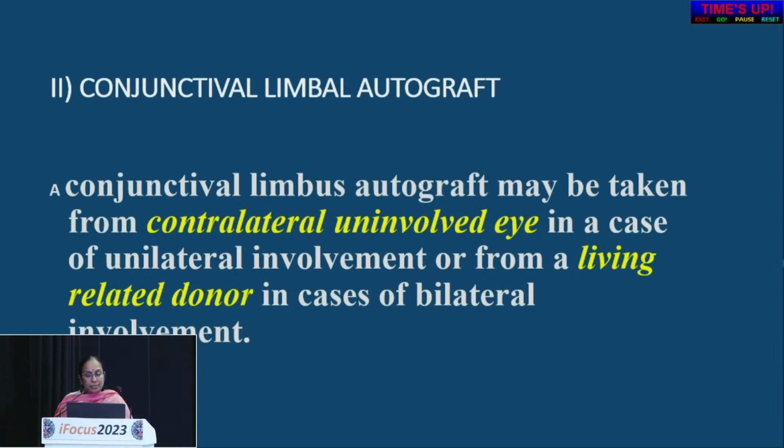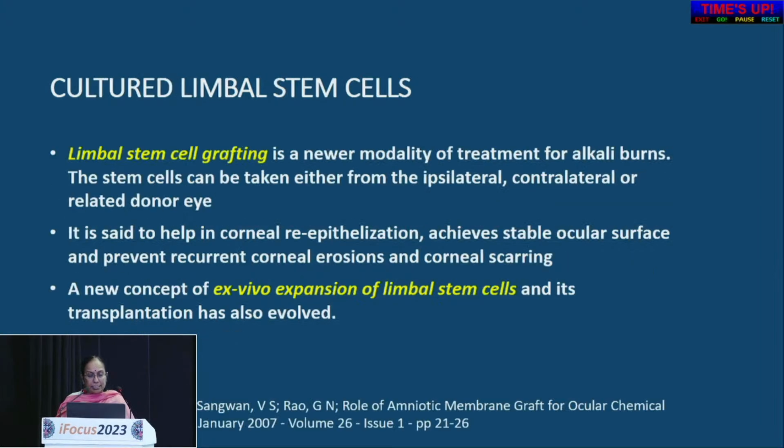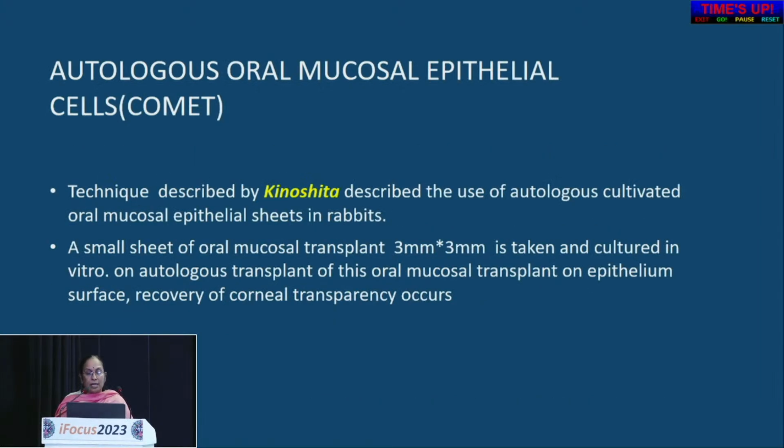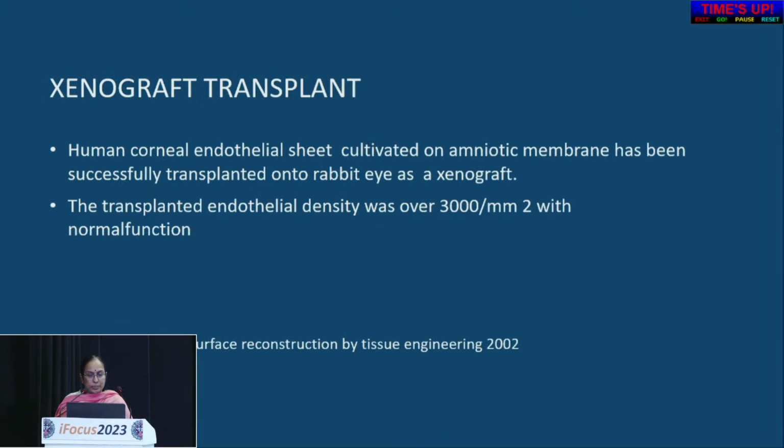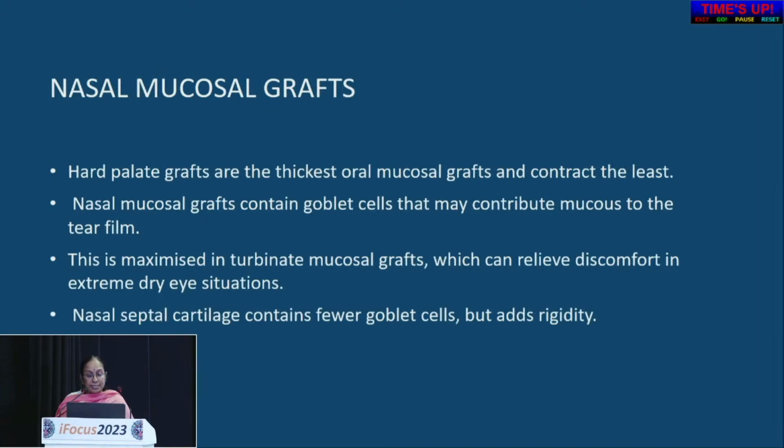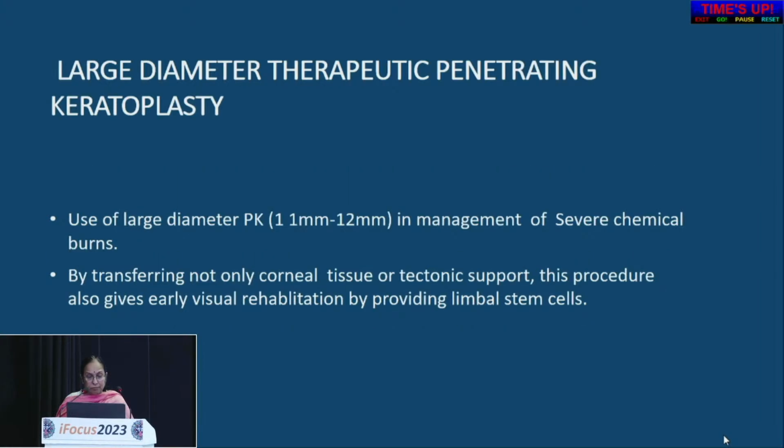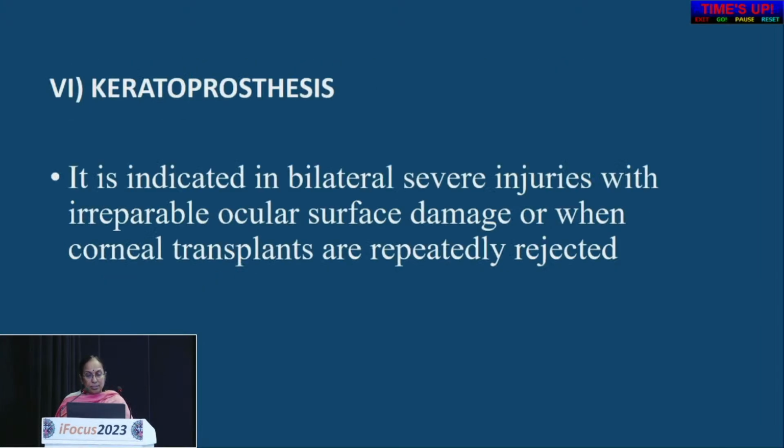You can also take conjunctival limbal autograft from the other involved eye in case of unilateral, or from living relative in bilateral. Already sir has talked about cultured limbal stem cells and autologous oral mucosal cells, we have also said. Xenograft transplantation, epithelial cells cultivated on amniotic membrane have been successfully transplanted by Kinoshita, not yet available. Nasal mucosal grafts will contain goblet cells. This has been used by some people, but there's a lot of rigidity. Large diameter therapeutic PK, well, it can fail. It can give tectonic support in the initial stages.